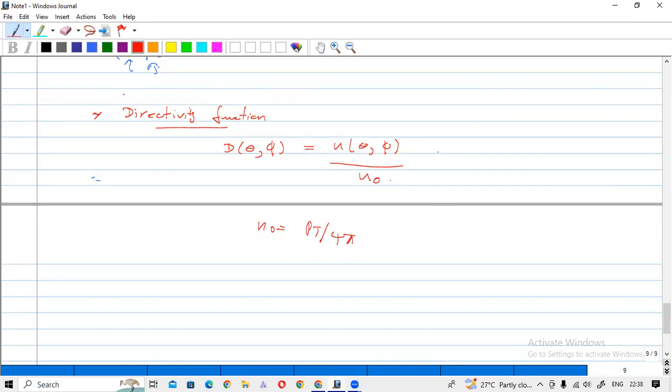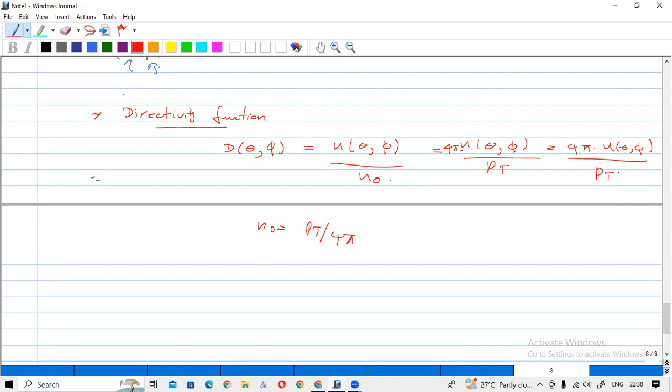And you can find the directivity function using this as well. It is the radiation intensity divided by PT divided by 4π. That means 4π U(theta, phi) divided by PT. That is, 4π times the radiation intensity, a function of theta and phi, divided by the total power. This is defined as the directivity function.